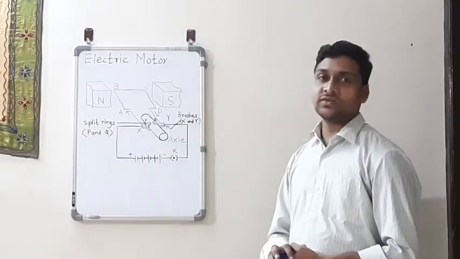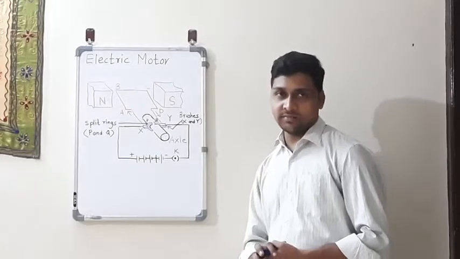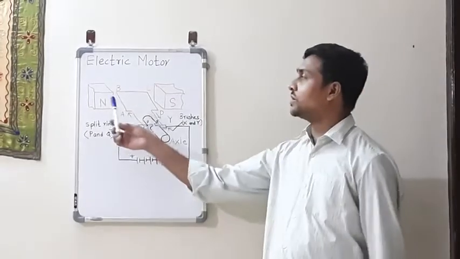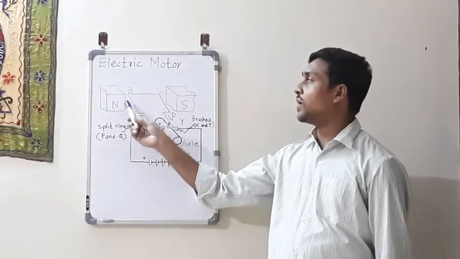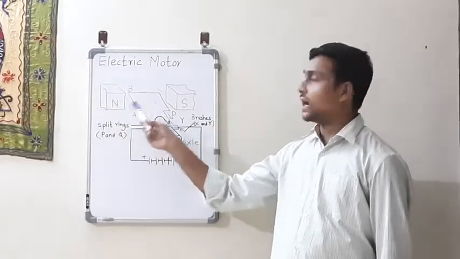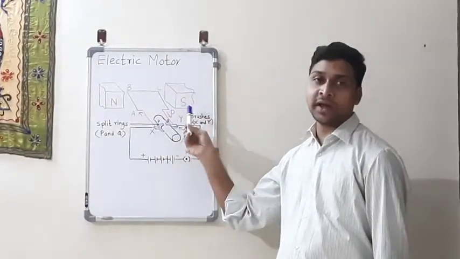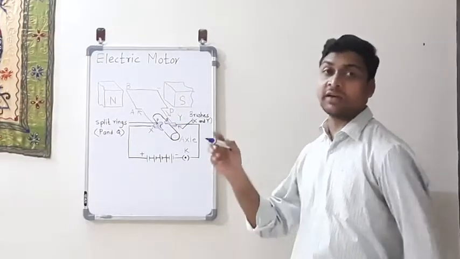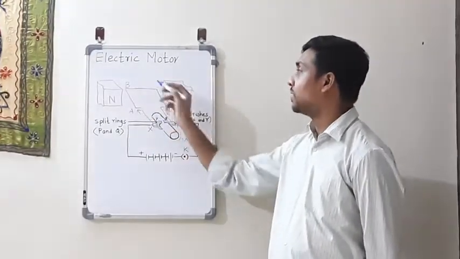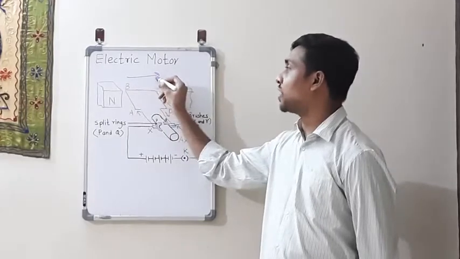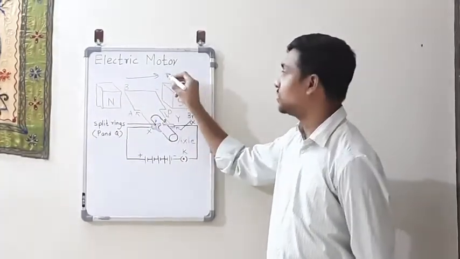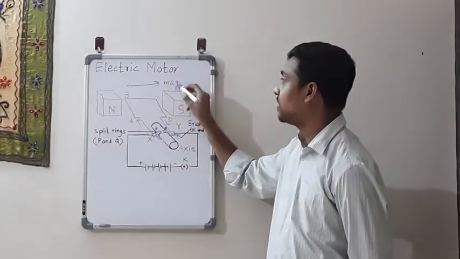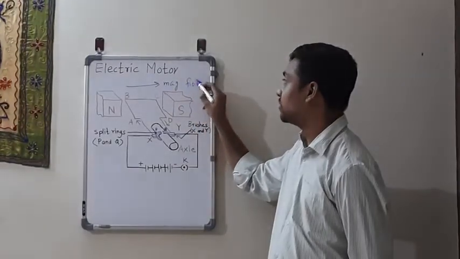First we can see the construction of the electric motor. We can see here there are two strong magnets, or permanent magnets. Here we have the N pole of the magnet and here we have the south pole of the magnet. The direction of the magnetic field, because of this strong magnet, is from north to south.